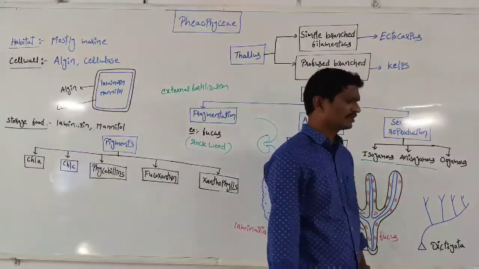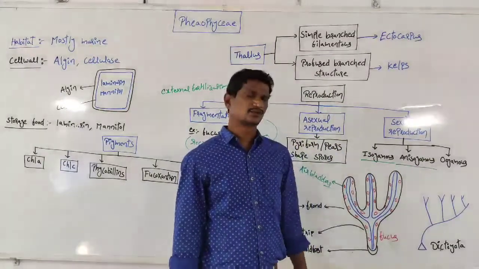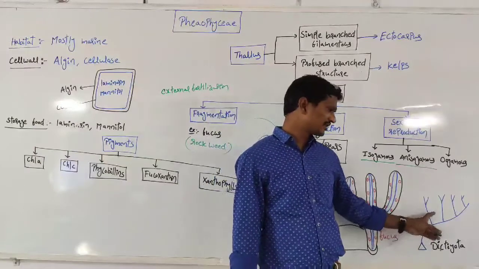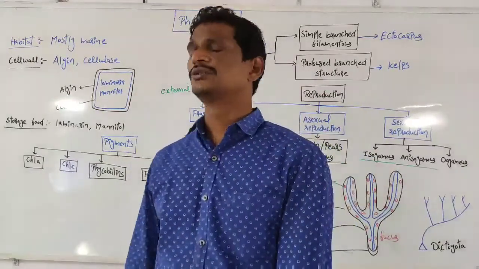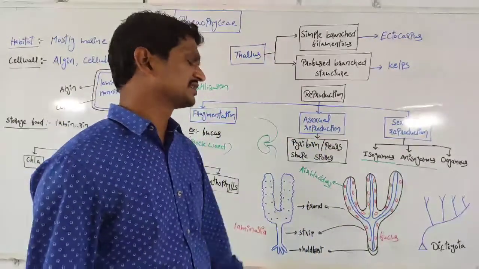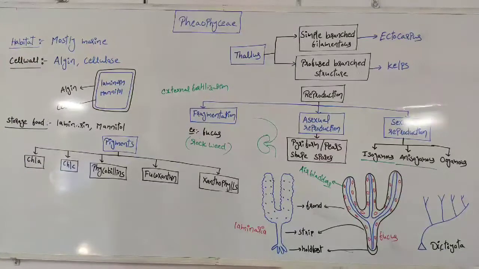The last one is Dictyota. See, Dictyota, 'di' indicates two here. Every time the plant's branches are divided into two. So the plant name is Dictyota, right? So this is about the Phaeophyceae.